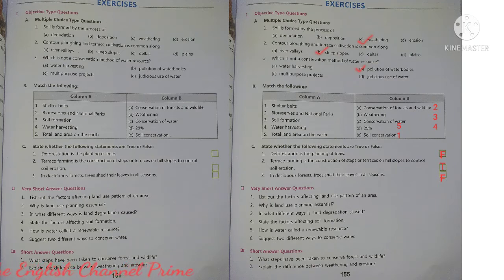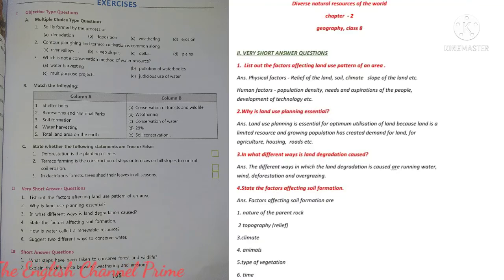Now next, second main, very short answer questions. Let's do the first question. List out the factors affecting land use pattern of an area. So the answer is, there are physical factors like the relief of the land, the soil, the climate, the slope of the land, etc. And also human factors like the population density, the needs and aspirations of the people, development of technology, etc. are the factors that affect the land use pattern of an area.